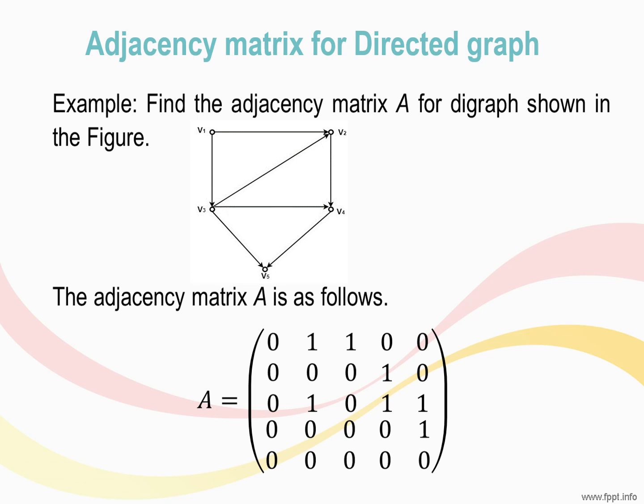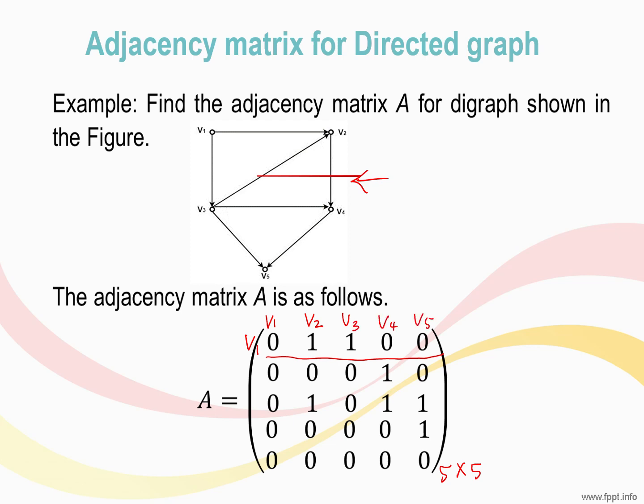Now look at this example. You are given a directed graph as such. Now the graph involves 5 vertices, therefore the adjacency matrix is of dimension 5 by 5, 5 rows and 5 columns. Now focus on the first row of the matrix A. The first row of matrix A represents the connection between V1 to all other vertices in the graph. The first column represents V1, second column represents V2, and so on.